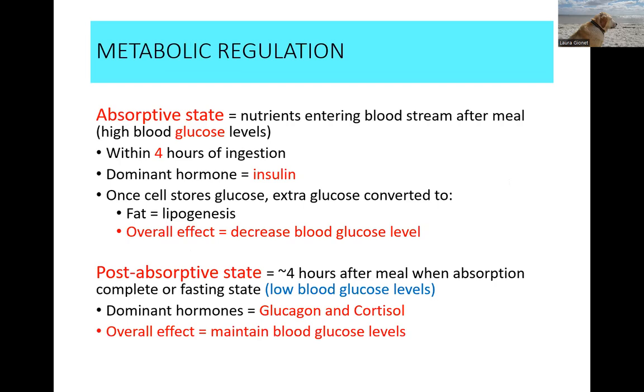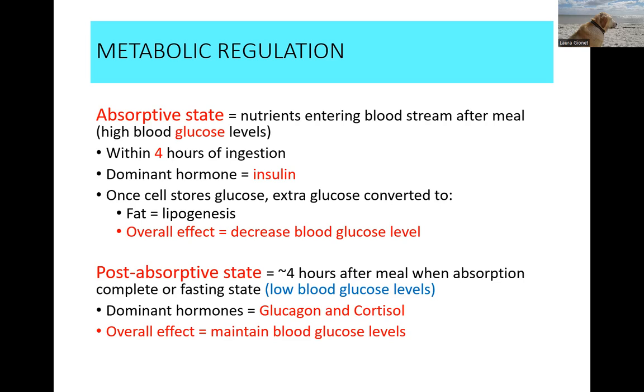Metabolic regulation. So now we're getting to the last one, folks. I want you to know the difference between your absorptive states and your post-absorptive states. The absorptive state is when all these nutrients are entering into your bloodstream after a meal. And this is when your glucose levels are generally the highest, within a few hours after eating. So within 4 hours of ingestion. And it kind of depends on how much you ate too. The dominant hormone is insulin.